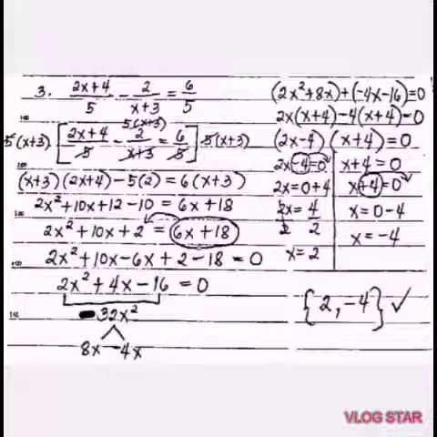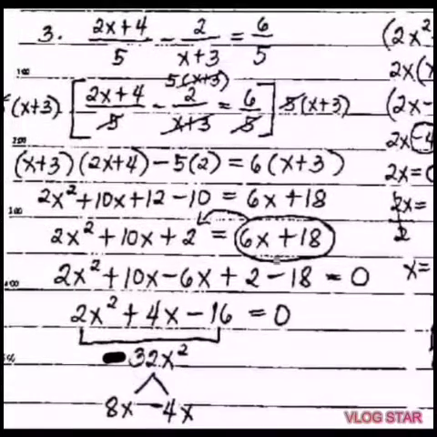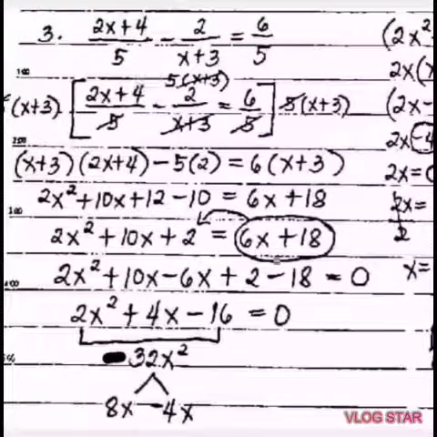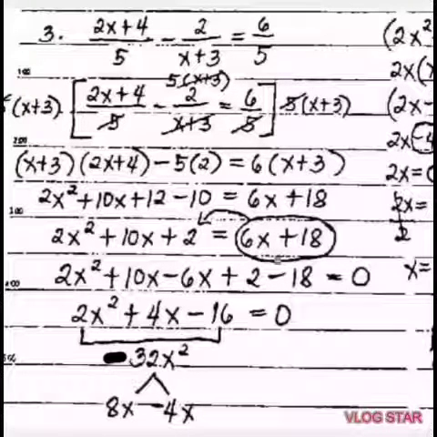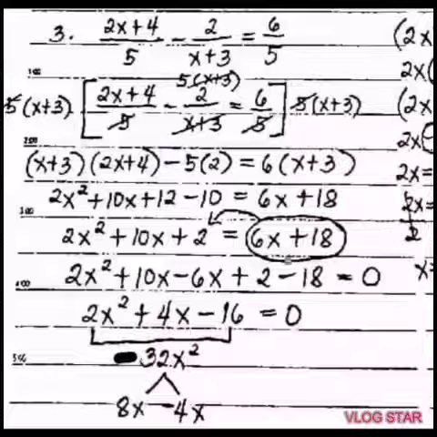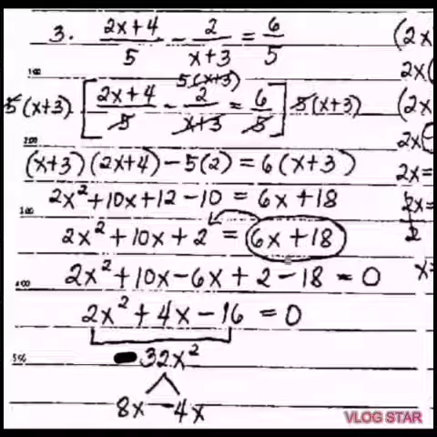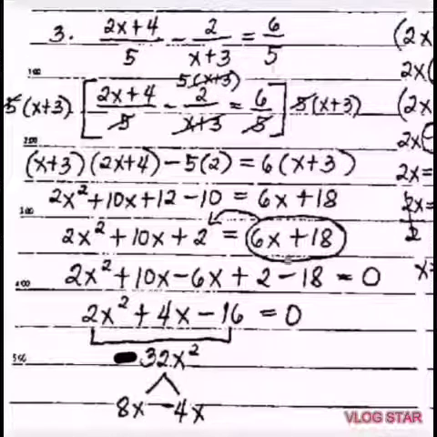The next given is 2x plus 4 all over 5 minus 2 all over x plus 3 equals 6 over 5. The given is a rational equation which is transformable into a quadratic equation. The first step that you're going to do is to find the LCD. How are we going to find the LCD? Look at the denominators. What is common to the denominators? We have 5 and x plus 3. We also have 5 here.